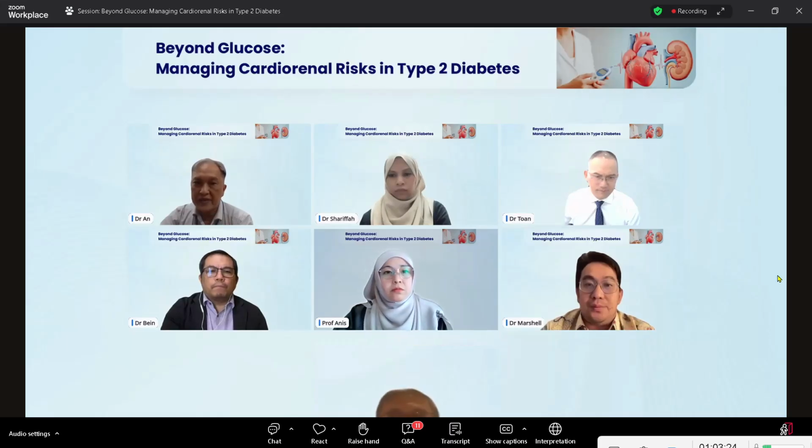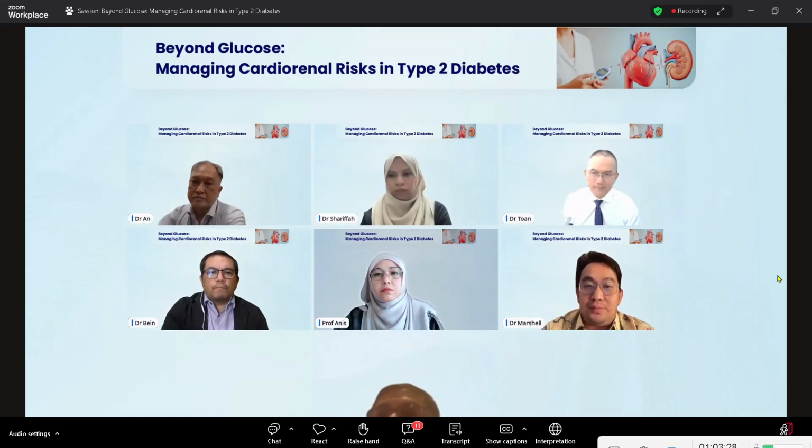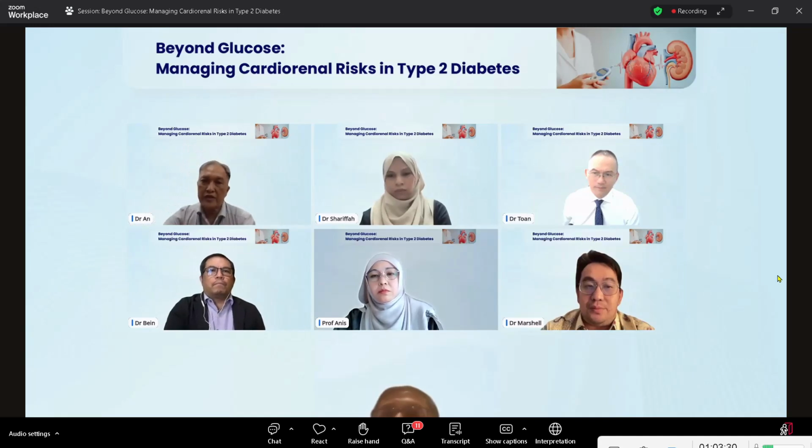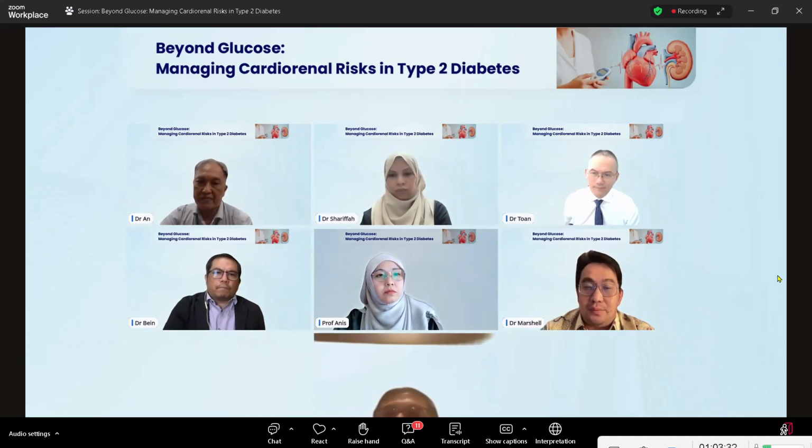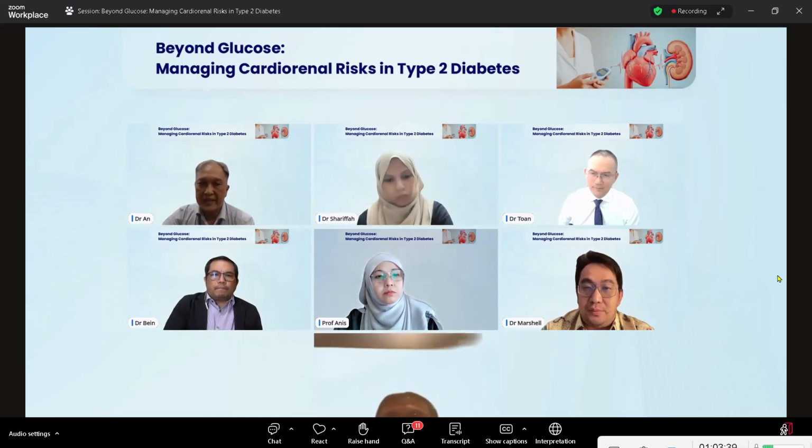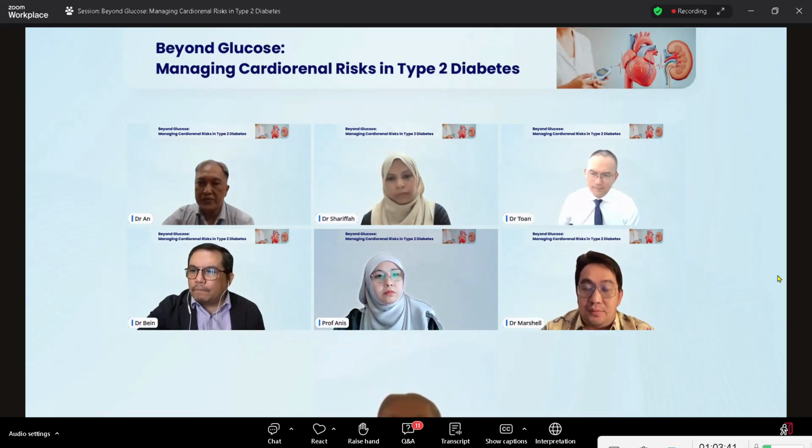For secondary prevention, LDL needs to be reduced by greater than or equal to 50% from baseline, to a target lower than 1.4. Is there any exact time or duration to achieve the target?